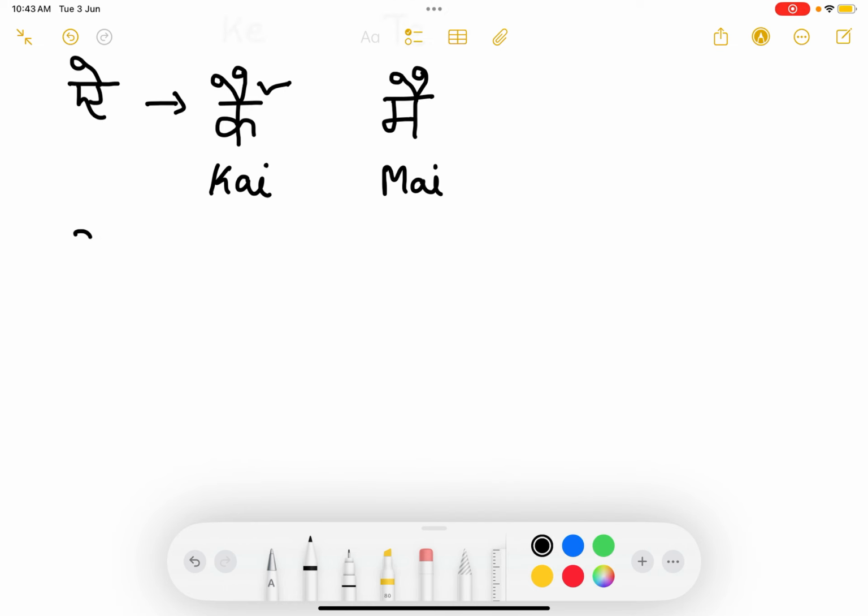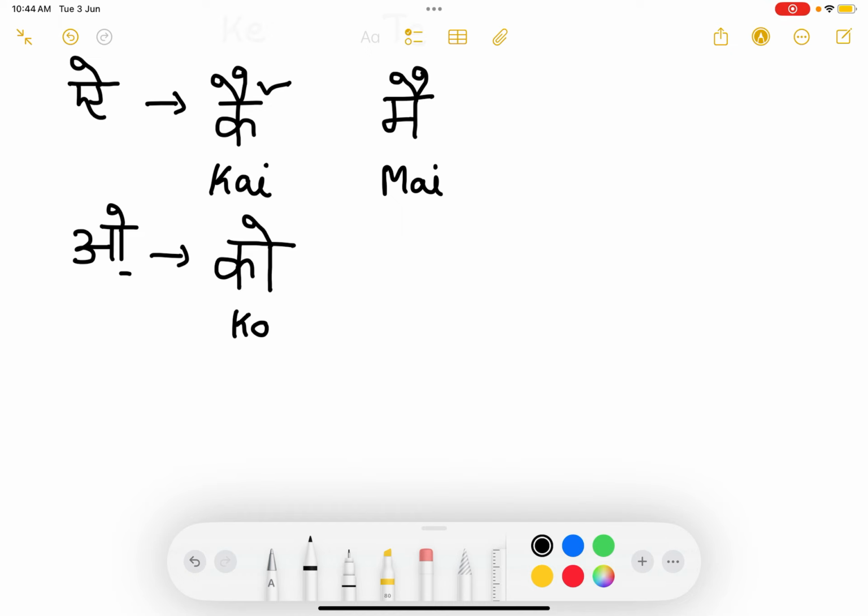Next vowel, o. This is the vowel o. Let's see how the matra looks. I write ka first, then a line after that, and then the arm on the top. This is how you write ko. So this part of the letter itself, the straight line with the arm on top, is the matra. It is placed after the letter. Together it becomes ka plus o matra, ko.